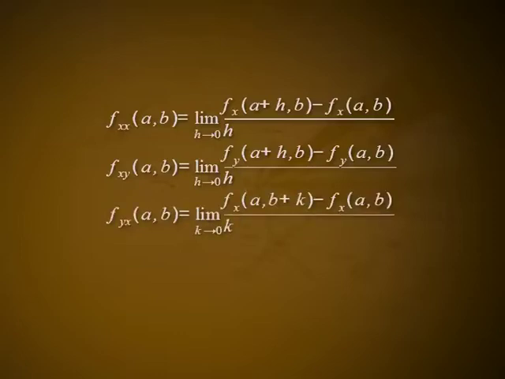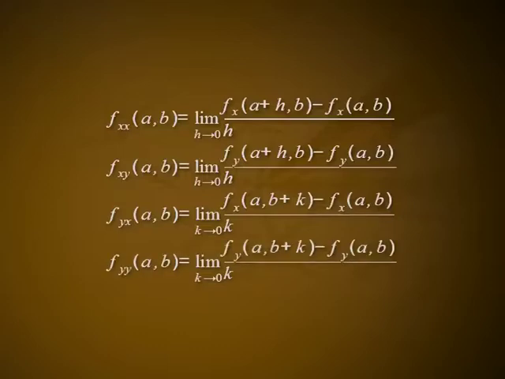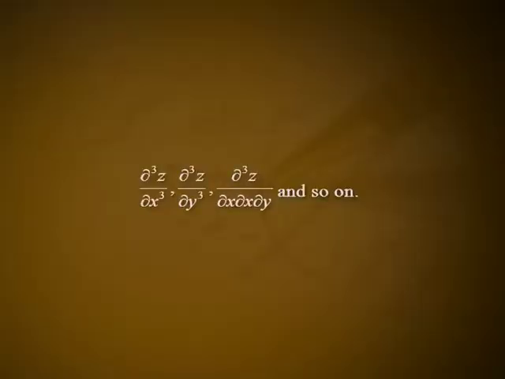f_yx(a,b) is equal to limit of [f_x(a, b+k) minus f_x(a,b)] divided by k as k tends to 0, and f_yy(a,b) is equal to limit of [f_y(a, b+k) minus f_y(a,b)] divided by k as k tends to 0, in case the limits exist. In a similar manner, higher order partial derivatives are defined. For example, ∂³z/∂x³, ∂³z/∂y³, ∂³z/∂x∂y, and so on.